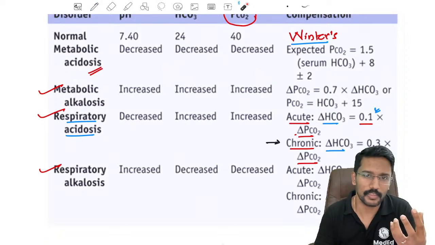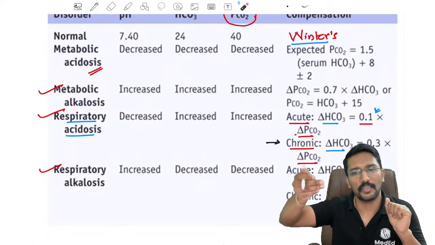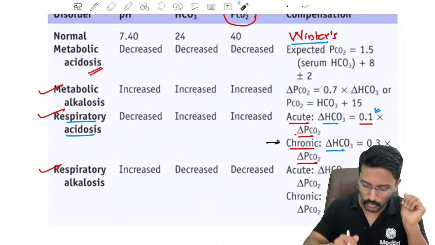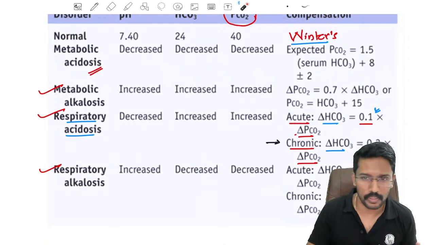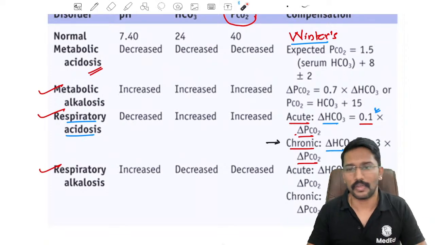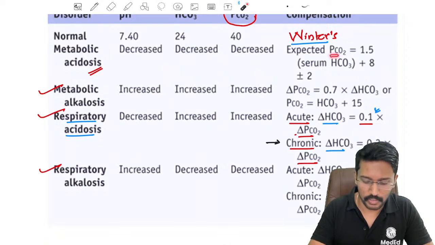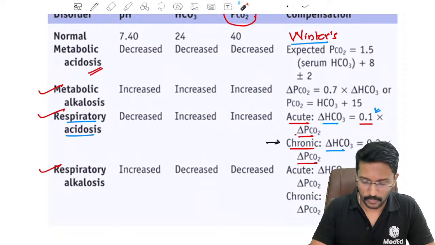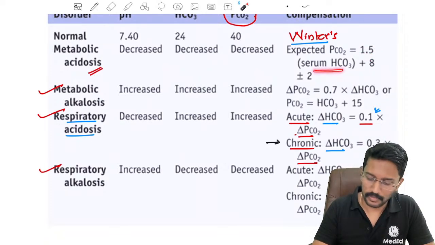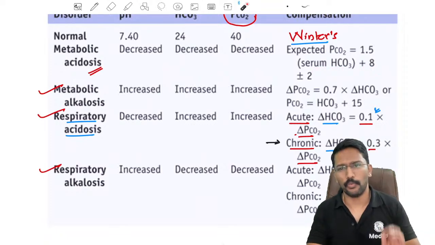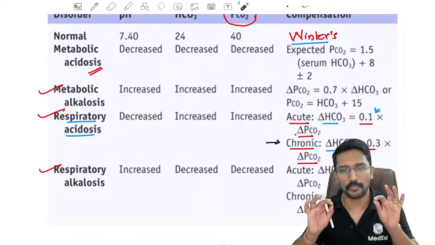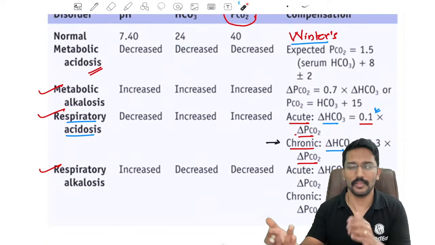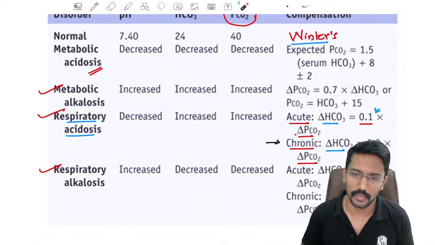See what is happening in metabolic acidosis, bicarb is decreased. So now you expect the PaCO2 also to decrease. So whether the PaCO2 is as much decreased as expected for this level of pH, or whether it is decreased more or less, right? So we apply the Winter formula, which gives me directly the expected PaCO2. The formula is 1.5 into serum bicarbonate plus 8, plus or minus 2. That gives you a range of expected PaCO2. If the patient PaCO2 is more than this or less than this, there is an additional ABG abnormality, right?